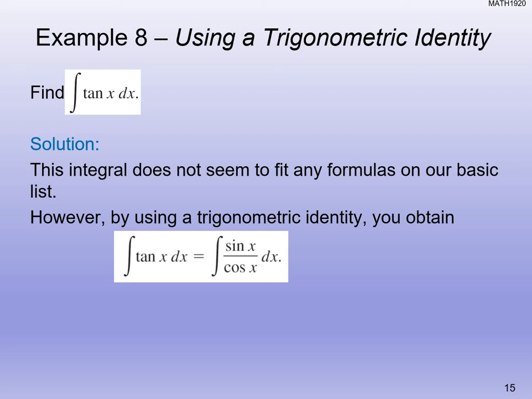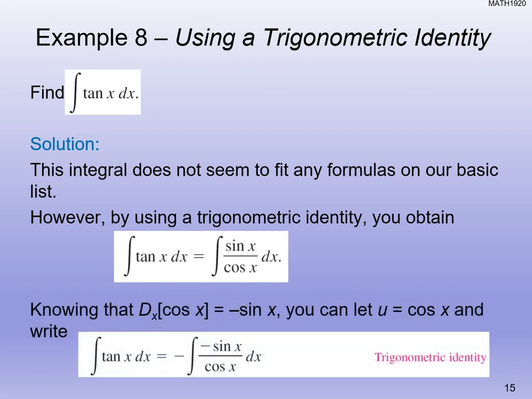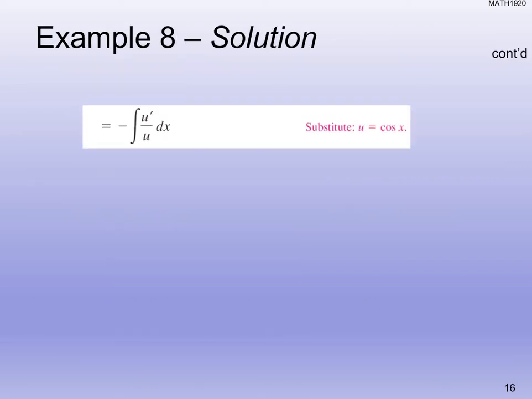So for us, choose u to be cosine of x. That means du is going to be negative sine x dx. We can replace all of that, but we just have to make sure we carry through the negative piece, which comes out in front. So if u equals cosine of x, du equals negative sine x dx. And then we have our du over u scenario that we're able to integrate, or write it as u prime over u.